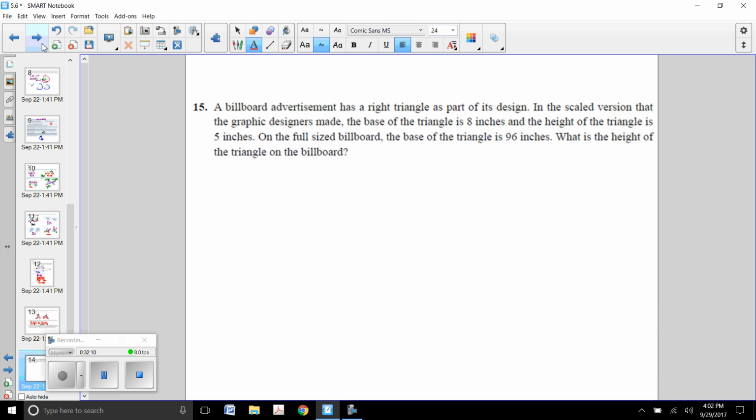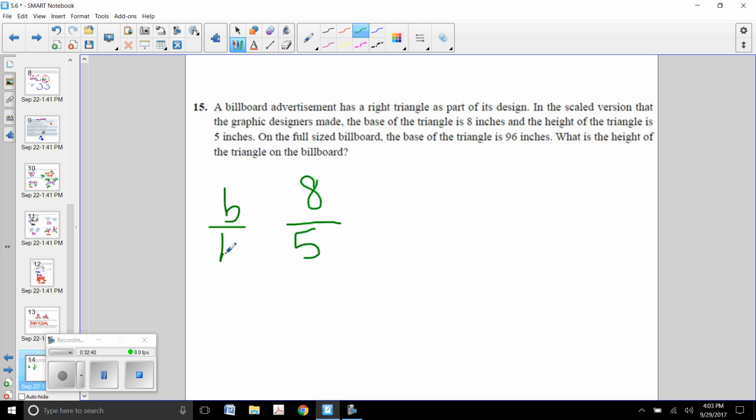A billboard advertisement has a right triangle as part of its design. In the scaled version that the graphic designers made, the base of the triangle is 8 inches and the height is 5 inches. And so for our scaled version, we have a base of 8 inches and a height of 5. And I'll even put B for base over H for height. Make sure I get the second measurements in the same spot.